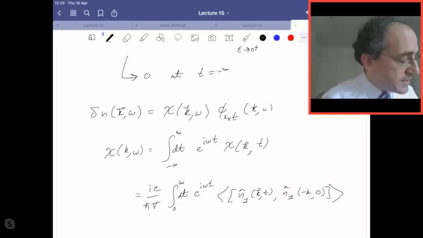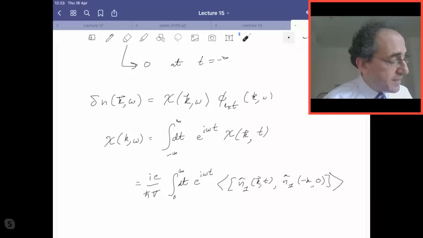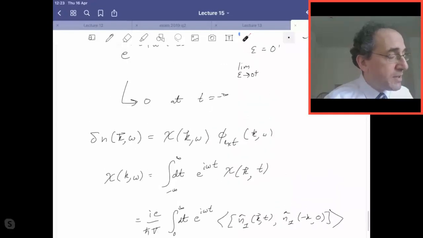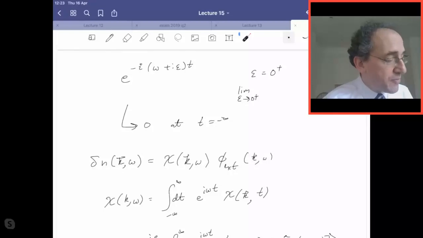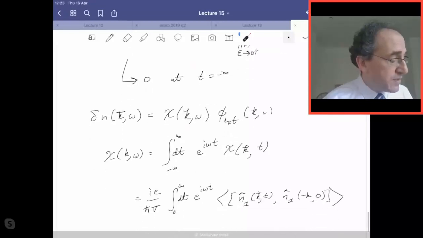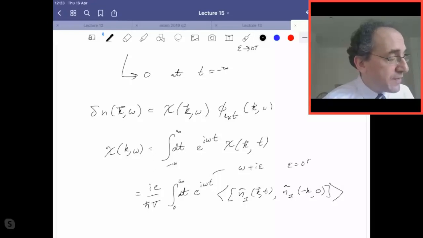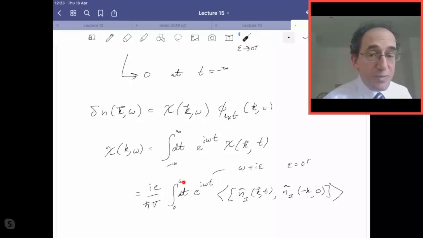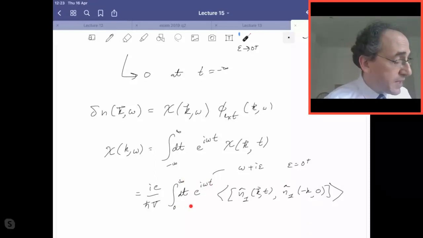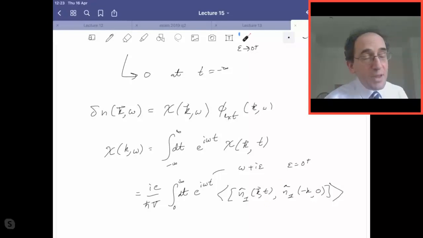So notice, one might be worried here about time t equals plus infinity, but what I really mean by this omega is omega plus i epsilon, where epsilon is very small. The same omega plus i epsilon, where epsilon equals 0 plus, is going to regularize this integral at time t equals plus infinity, so that this factor drops to 0 at time t equals plus infinity, and this becomes a well-defined and finite quantity.